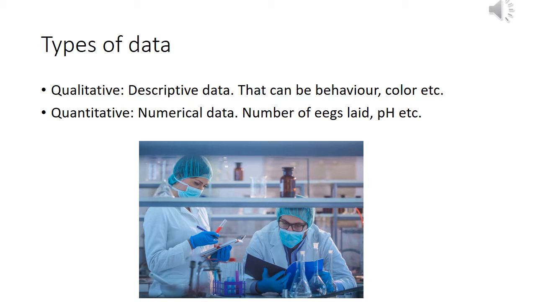It could be color of the shell of a mussel, it could be mating behavior of a goldfish, while quantitative is something we can count. Number of surviving offspring, weight of the shellfish. So it's important to be able to separate between these two when we get on to the rest of the chapter.